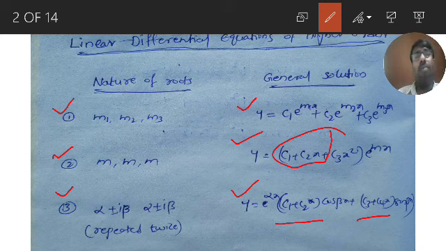Are you getting? So first one, nature of roots for higher order means the number of roots are 3, 4, 5, like this. For 3, if I give different roots m1, m2, m3 that are real and different, then the solution is y is equal to c1 into e power of m1x plus c2 into e power of m2x plus c3 into e power of m3x, and so on. If roots are equal, m, m, m, then the general solution is (c1 plus c2x plus c3x square) into e power of mx. For more roots you can write in a similar way.